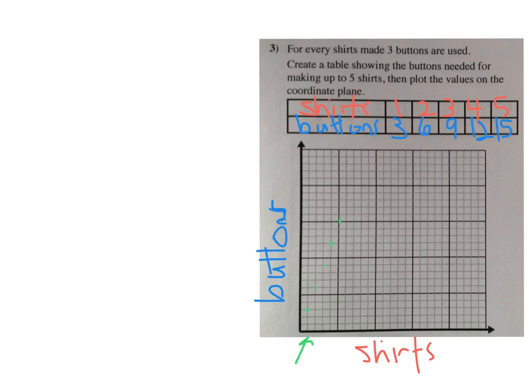If you notice, this again makes a nice straight line. I'll try and draw it well. A nice straight line. And so you can tell that there's a proportional relationship between them. So that's the lesson of the day, and we'll go over this again tomorrow.